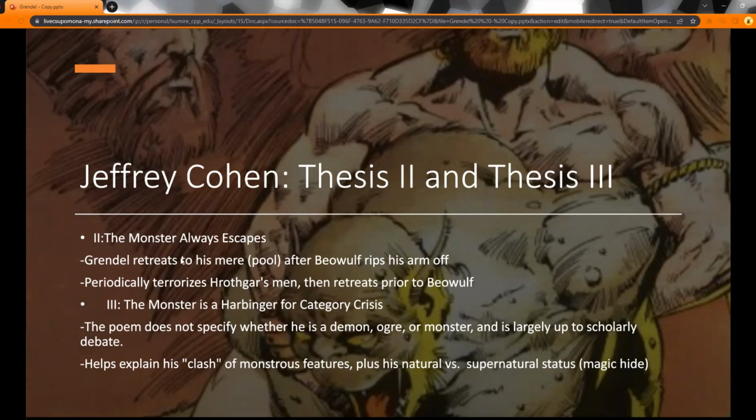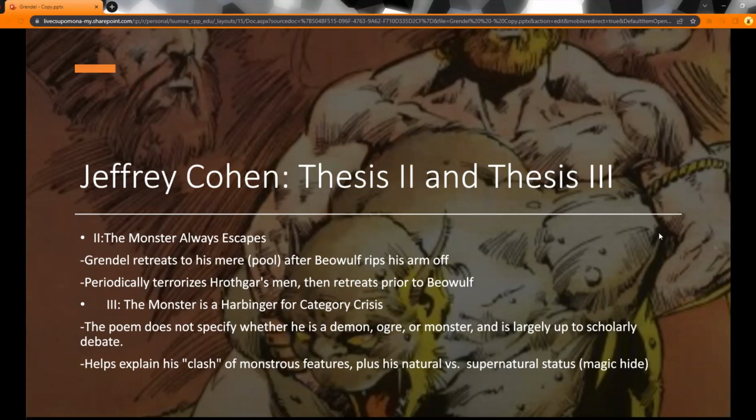And it's interesting because nobody could really stop him to this point, because, as I said before, Grendel is a supernatural monster. No mere ordinary sword or man could kill him. And so it's like, why would he stop if Beowulf wasn't around to put him in his place? We also have thesis 3, the monster is a harbinger for category crisis. He is absolutely hard to classify because, as I've said earlier, Grendel does not have any clear-cut definition of what he looks like. We don't know whether he's a demon or an ogre or something supernatural. That is up to scholarly debate.